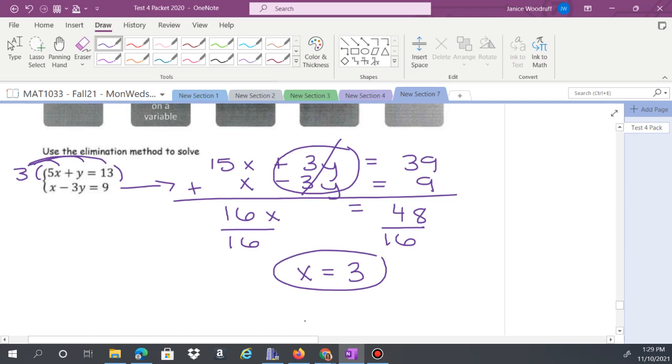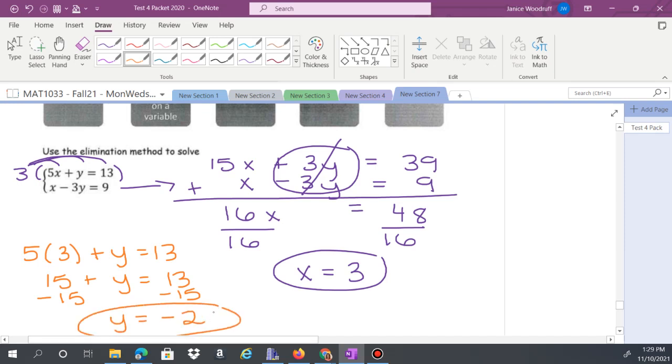Once you get your x, you do the same thing you did with substitution. Go back to one of the original problems, plug it in. So let's say I go back to the first problem, 5x plus y equals 13. And I say 5 times 3 plus y equals 13. Well, 5 times 3 is 15 plus y equals 13. That's going to give me a y value of negative 2. So I get my solution there, 3, negative 2.